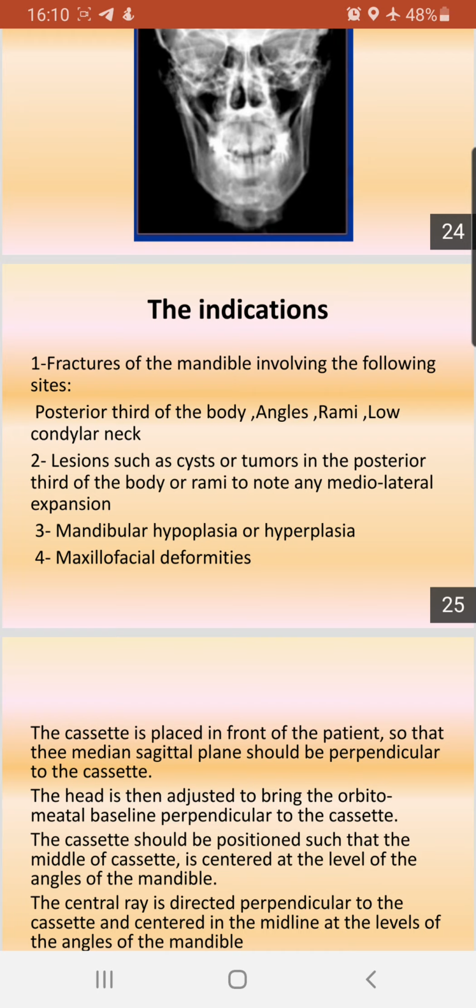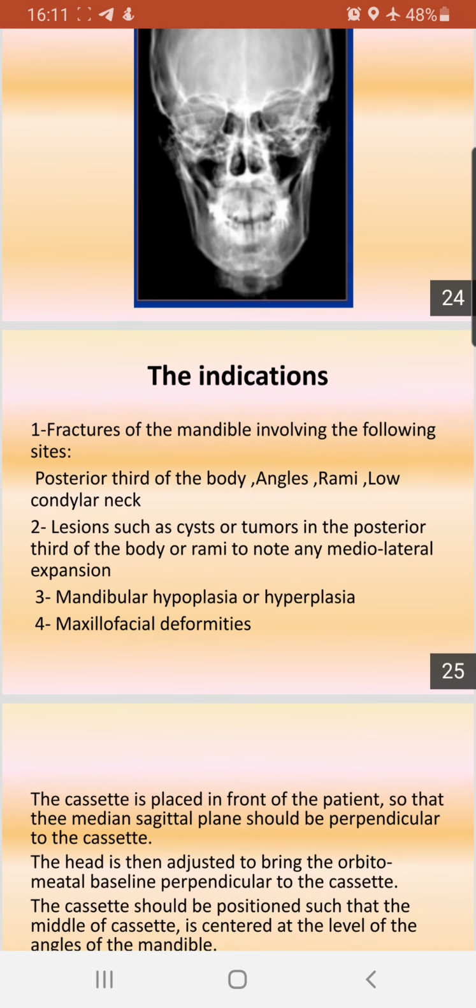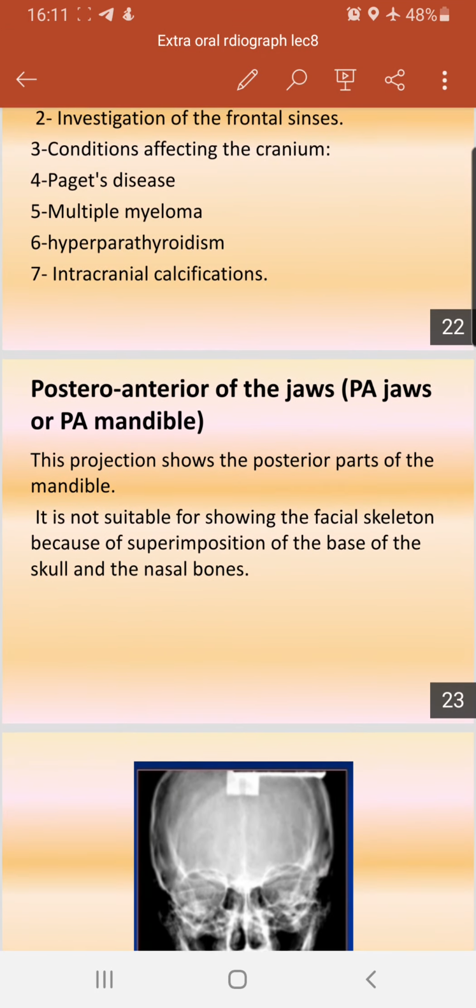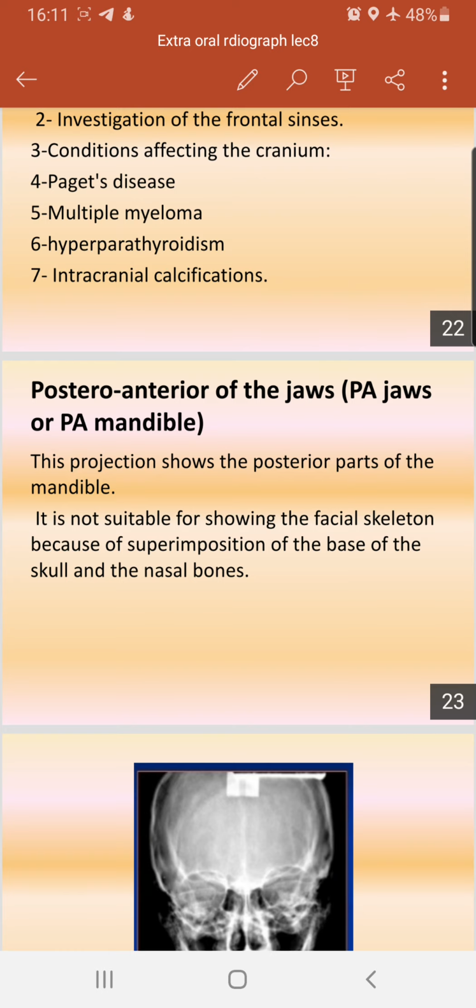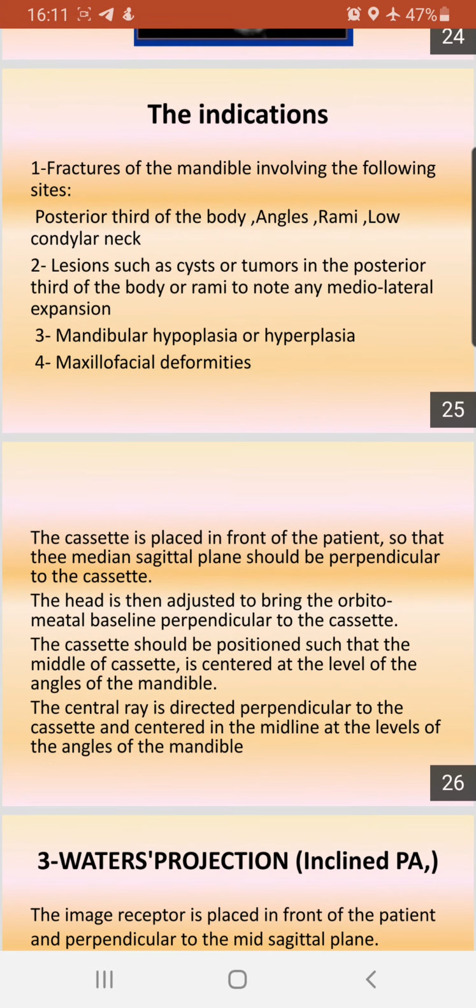lesions such as cyst or tumor in the posterior third of the body or ramus, to note any mediolateral expansion, mandibular hypoplasia or hyperplasia, maxillofacial deformity. The patient position is the same as postero-anterior for the skull, but the patient opens his mouth.